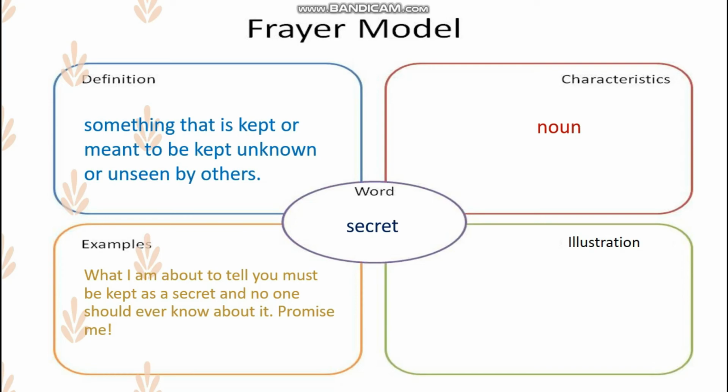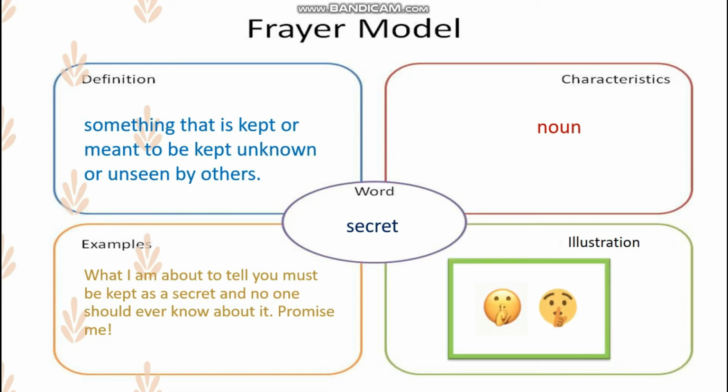Promise me. So moving to the last part, which is illustration, and here I want you to release your inner artist. So you can actually design your own illustration. You can search for an illustration online. So it's up to you, as long as I have a clear illustration that represents the word secret. So here is mine. So this is the Frayer sample that we designed together. We have the definition there, characteristics, examples, and illustration all around the one word that we chose, which is secret.